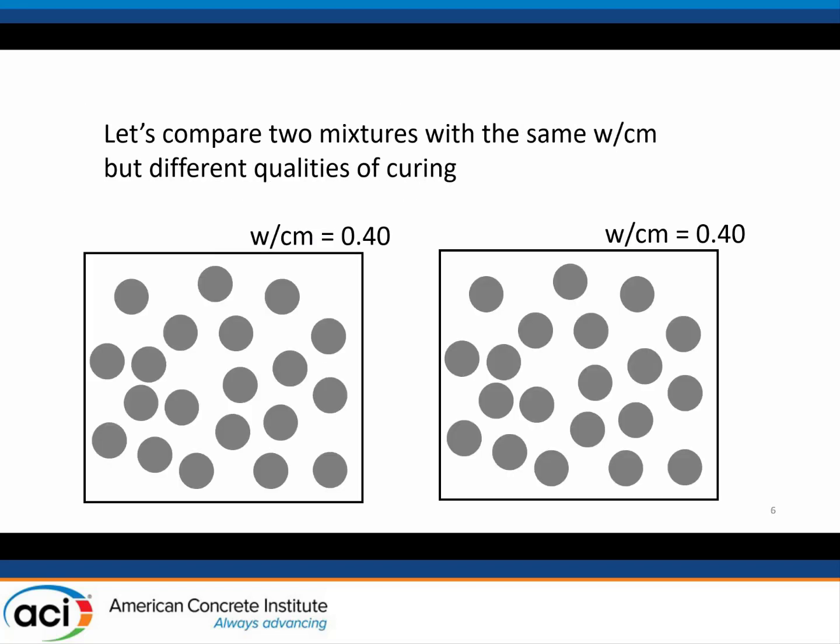That's all about curing. Now, I'm showing 2 concretes here, one on the left, one on the right. Both of them have the same water-cement ratio. This box is supposed to be like concrete. The clear stuff, the white, is like water, and these are little cement grains.